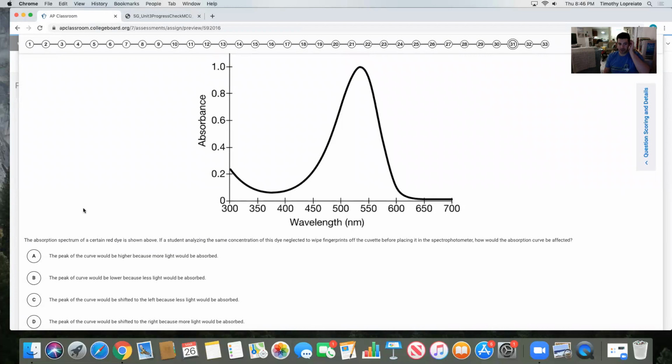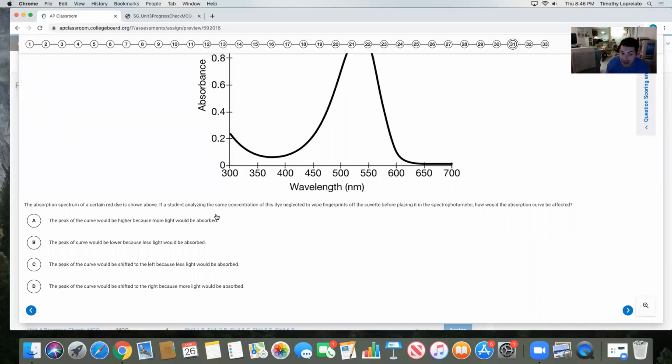The absorption spectrum of a certain red dye is shown above. If a student analyzing the same concentration of this dye neglected to wipe fingerprints off the cuvette before placing it in the spectrophotometer, how would the absorption curve be affected? All right, neglected to wipe fingerprints. I feel like that is going to have less light go through, so it's going to seem like there was a higher absorbance. All right, so the peak of the curve would be higher because more light would be absorbed.